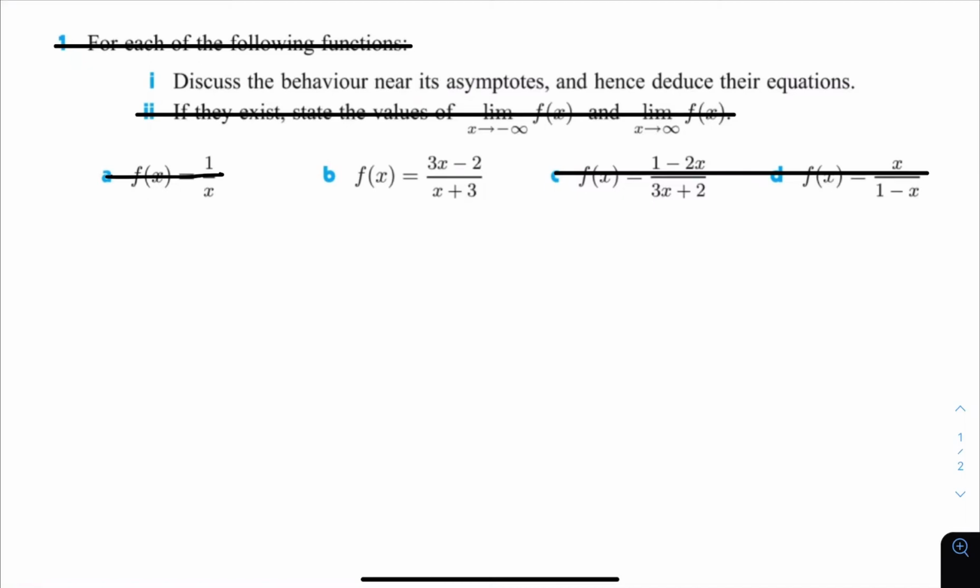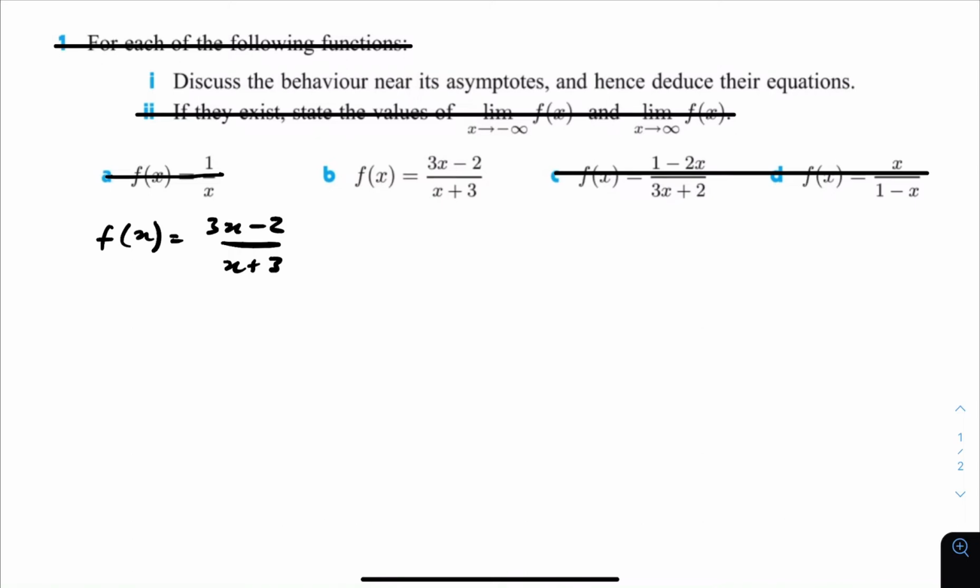Okay, so we're going to be discussing the behavior near the asymptotes of f of x equals 3x minus 2 over x plus 3, and hence deduce their equations. So the behavior near the asymptotes is essentially, on either side of the asymptote, what is it like? What is the function at?